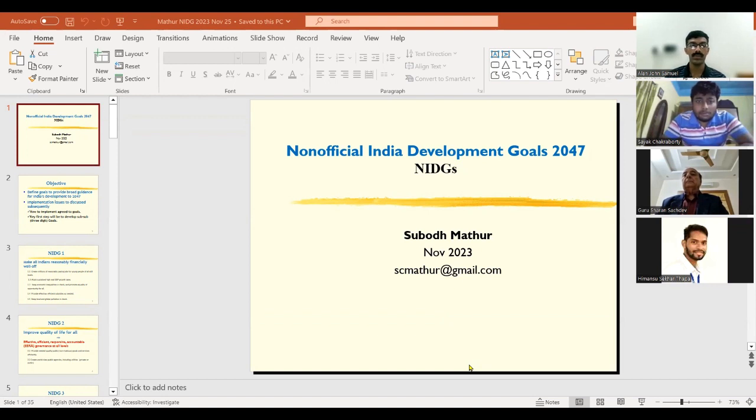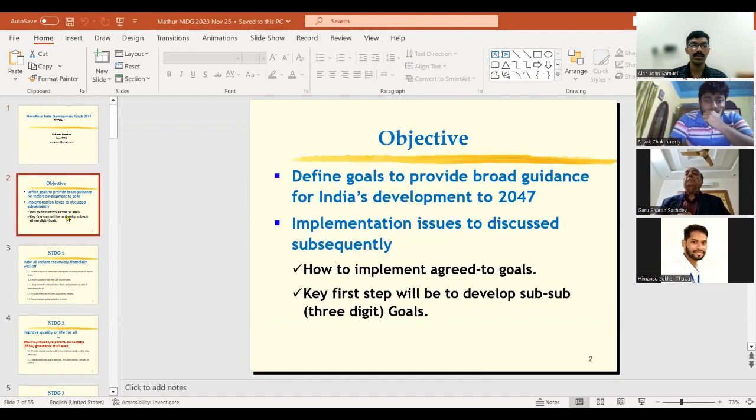And I've prepared these basically for young people, who are going to be around in 2047, so that they have something by which they can keep track of what's happening to their country for the next 23, 24 years, instead of the next 4 to 5 years, which is where most of the political parties are focused. So the objective is to provide broad guidance for India's development to 2047.